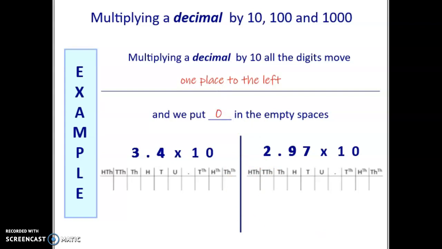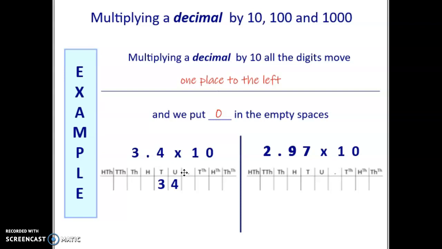Let's look at our two examples. My first example is 3.4 times 10. As I did before, I put the number 3.4 under the correct headings on the place value chart. I then move each of the digits one place to the left, remembering that a number cannot go in the decimal point column. My 3 moves to the tens and my 4 jumps to the units. That means that 3.4 times 10 is 34. I can leave the point there, or I can simply delete it.